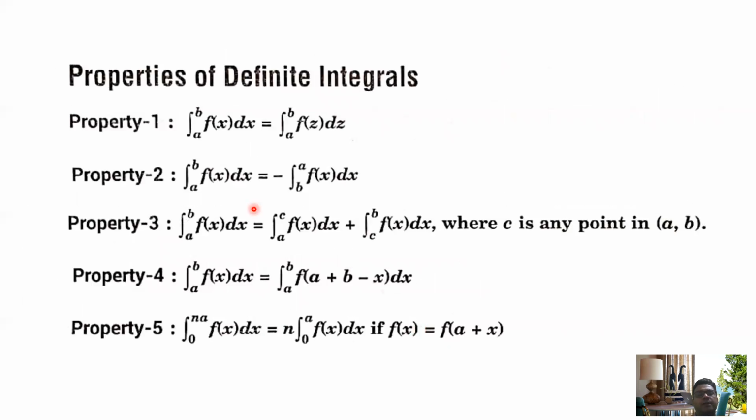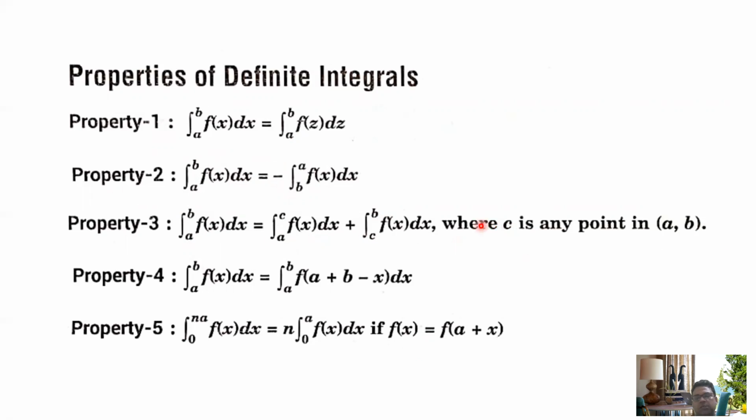Now some properties of definite integrals. You have some important properties. Property number 1: the integral from a to b of f(x) dx is equal to the integral from a to b of f(z) dz. So that means the variable can be changed without changing the limits or anything else. Property number 2: the integral from a to b of f(x) dx is equal to minus the integral from b to a of f(x) dx. So if you take the minus sign, then the upper limit becomes the lower limit and the lower becomes the upper. Property number 3: the integral from a to b of f(x) dx is equal to the integral from a to c of f(x) dx plus the integral from c to b of f(x) dx, where c is any point in (a, b).